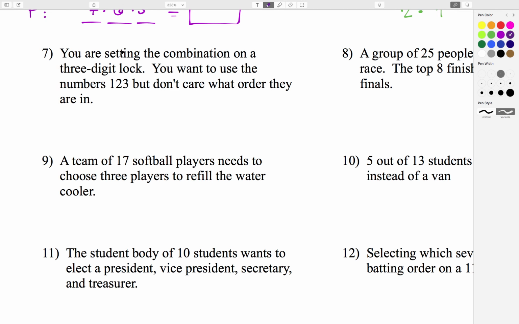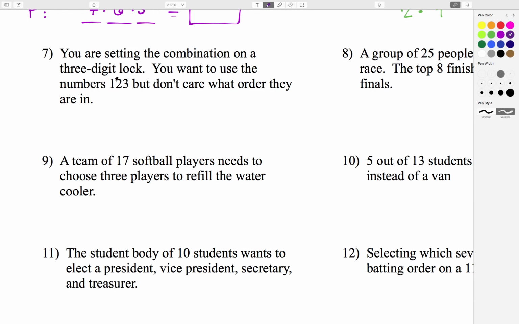You are setting the combination on a 3-digit lock. You want to use the numbers 1, 2, 3, but don't care what order they are in. Okay, a combination. Here it's saying the word combination. This one's actually a bit tricky. Because typically in a 3-digit lock, even though it's called the combination for a lock, it's not a combination, it's a permutation, because the password 123 is not the same as the password 231. The order in which you put them does matter.